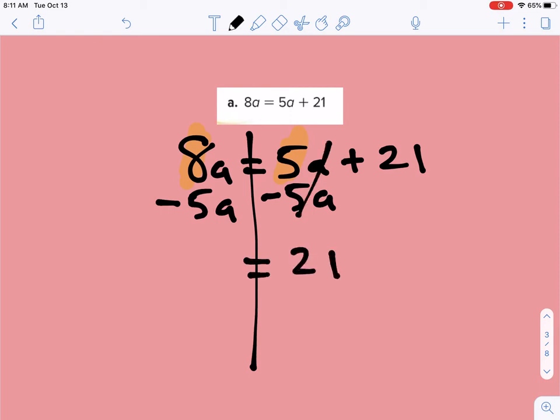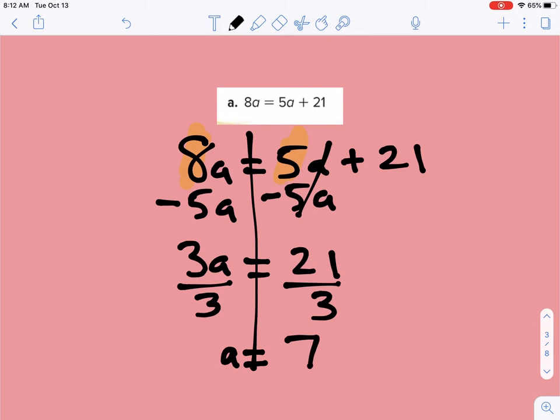And then here, 8a minus 5a gives you 3a's. So it's like 8 groups of a, you take 5 away, you get 3 groups left. Then you just do your division, because we want a by itself and with a coefficient of 1. And so you divide by whatever the coefficient is. So a equals, and then you do the same thing to the other side. 21 divided by 3 is 7. Let's put that in the equation real quick and see what we get.